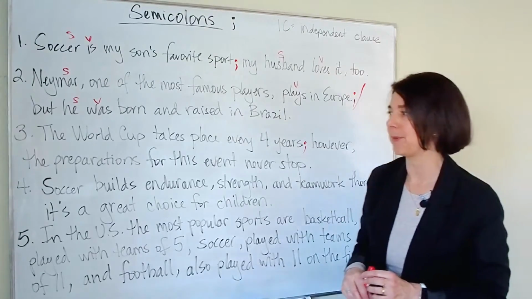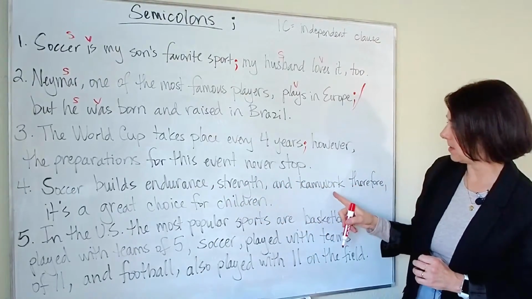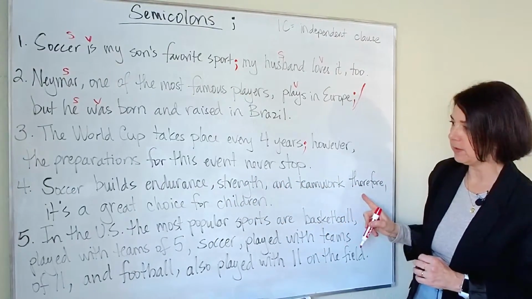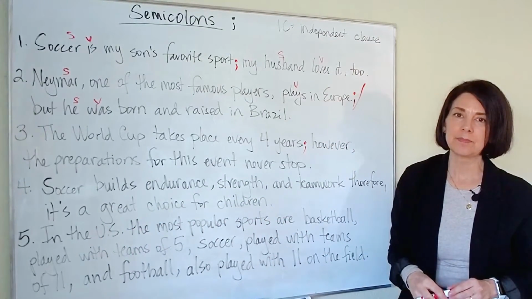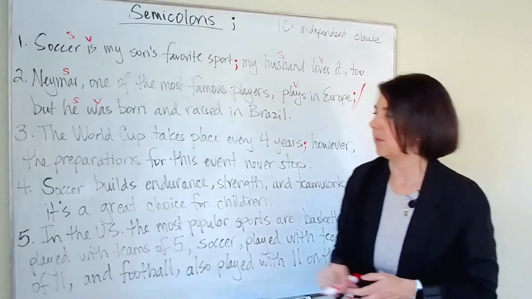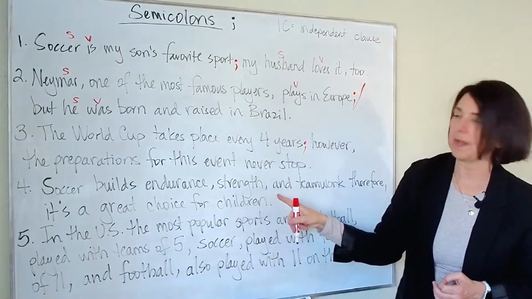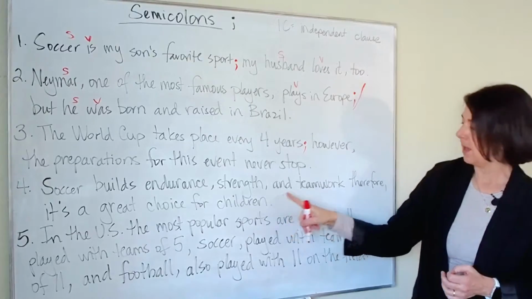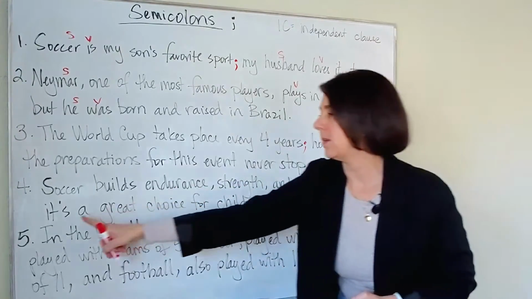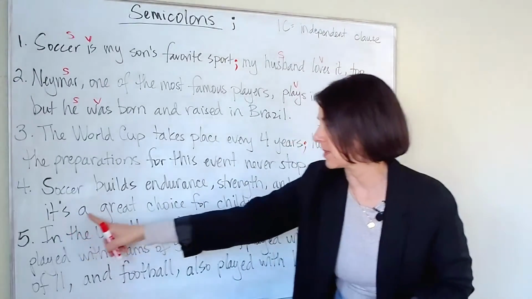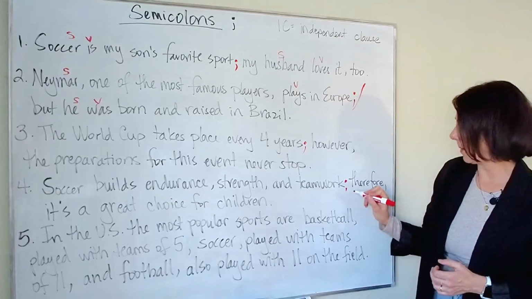All right, number 4. Soccer builds endurance, strength, and teamwork. Therefore, it's a great choice for children. So what do we have here? Well, we have a pretty long first clause that includes commas to make a series. Then we have the conjunctive adverb therefore, and we have another clause with a subject and verb. We're going to use a semicolon here to connect them.